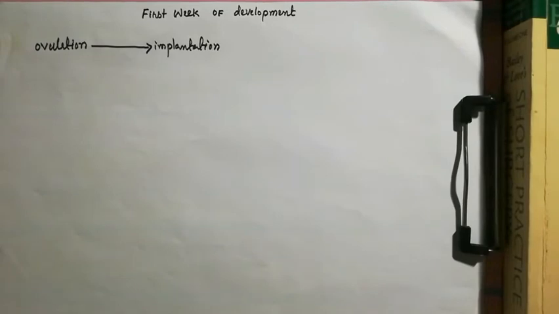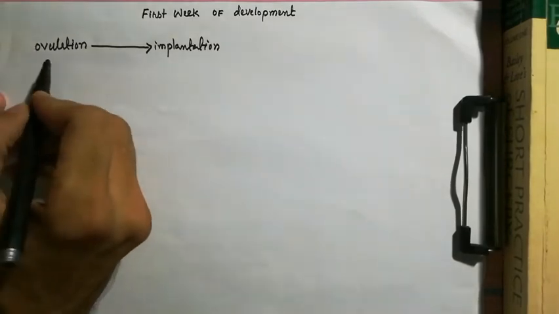Before going to discuss first week of development, briefly I discuss some basic concepts which include anatomy of female reproductive system and female reproductive cycles. The organs of female reproductive system which should be considered here are uterus, uterine tubes and ovaries. First of all, uterus.